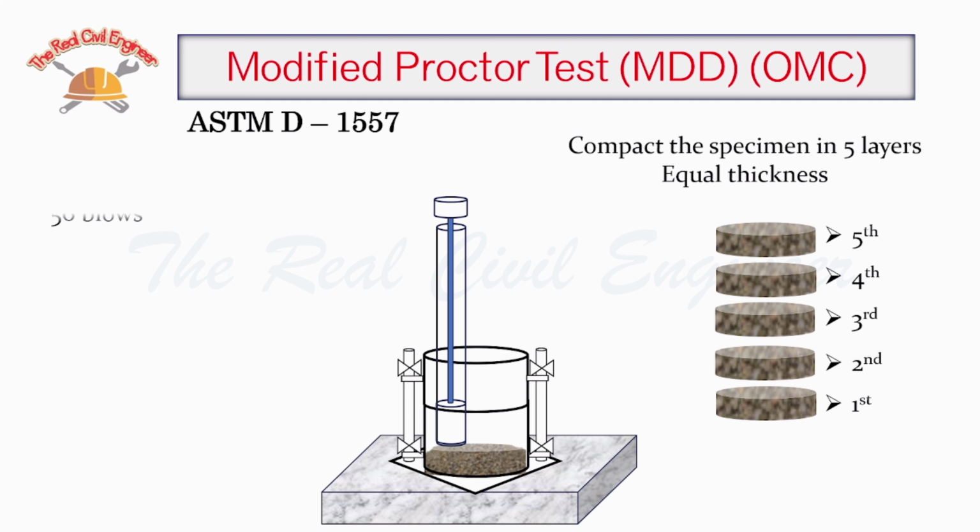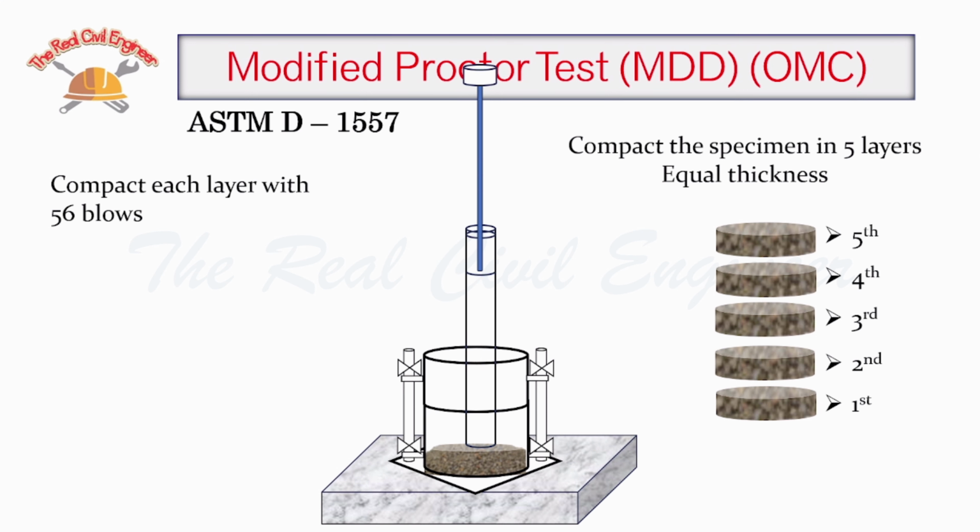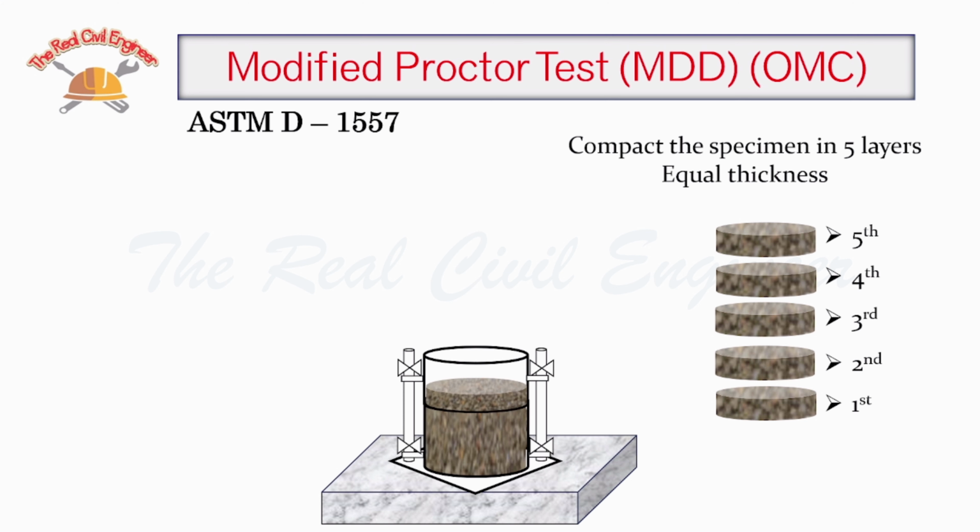Compact each layer with 56 blows. Take care to avoid lifting the guide sleeve during the rammer up stroke. The fifth compacted layer slightly extends into the collar but does not exceed 6 mm.